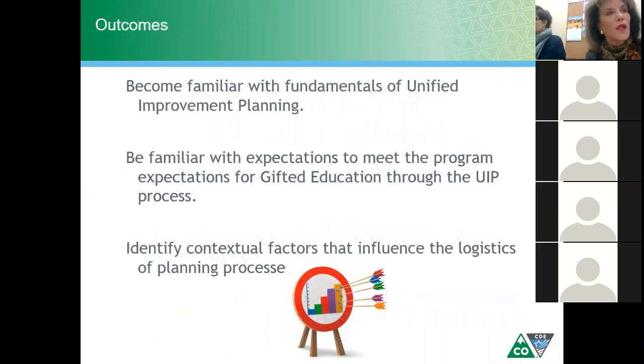Today, we've framed this session in 3 parts. And so our outcomes from today match the 3 different parts. We're going to start briefly by going over the process for unified improvement planning. And then we will frame the gifted education program expectations for the UIP. And lastly, we will briefly highlight what we're calling contextual factors that might interface or support the UIP planning process.